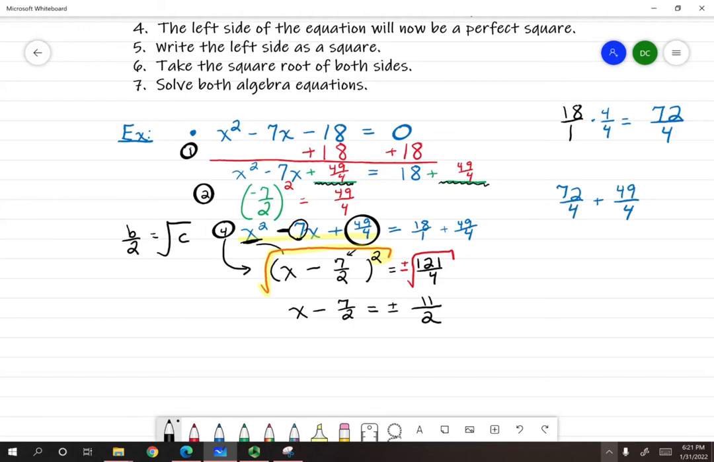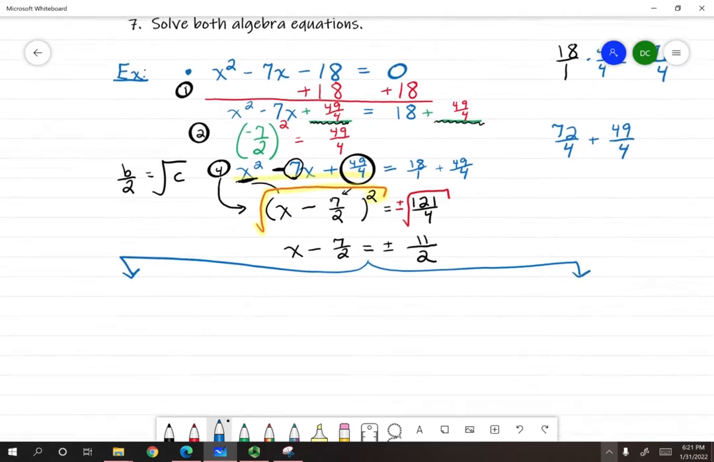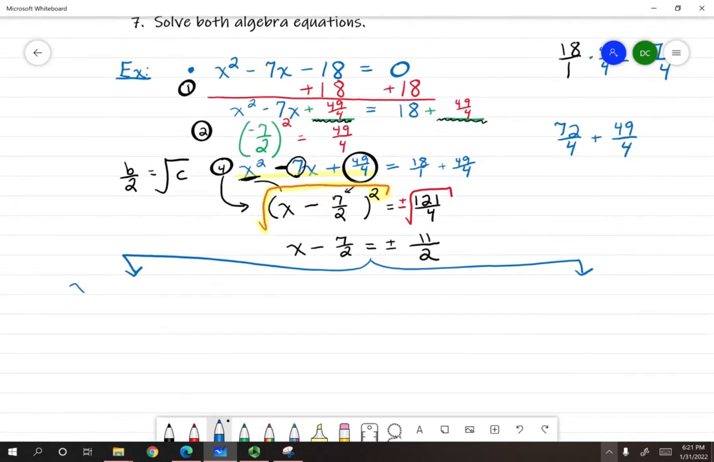Don't be alarmed, because this particular problem, yeah, it's the hardest problem in the homework, but it was a great example of how to do this. I'm not quite finished yet. This other part should look very familiar. If it doesn't, it means you haven't done enough of the previous section's homework. So we have x minus 7/2 equals negative 11/2. And over here we have x minus 7/2 equals plus 11/2.